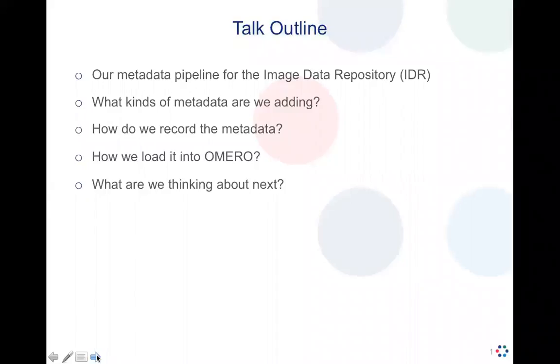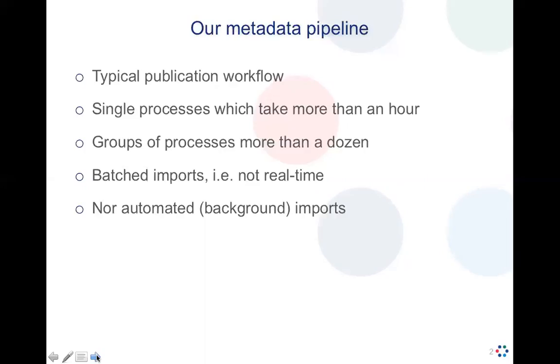Here we are. So first of all, Josh will give an outline of our metadata pipeline that we use for the image data repository and when it's suitable for use. And then I'll talk about what kinds of metadata we're adding, how do we record the metadata. Then we'll be back to Josh and he'll talk about how we load it into OMERO, and then we'll both talk about what we're thinking about next. So over to Josh to tell you about the pipeline.